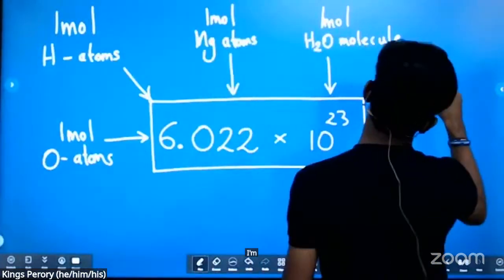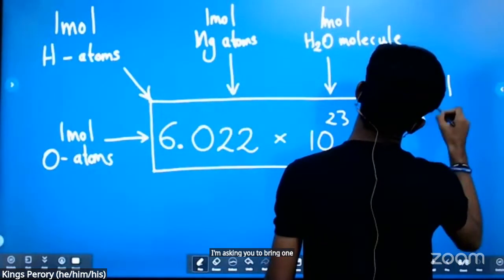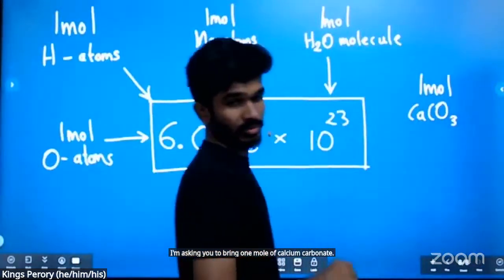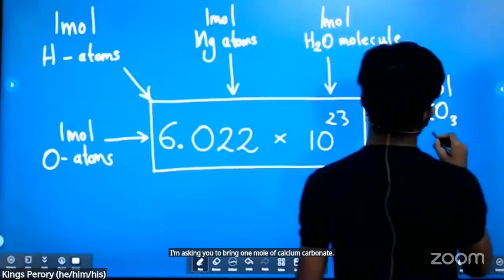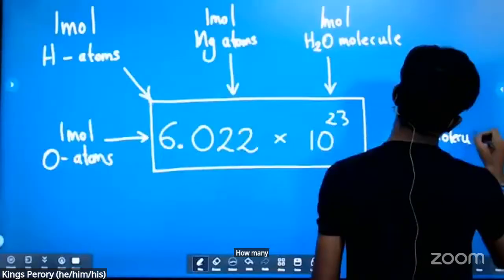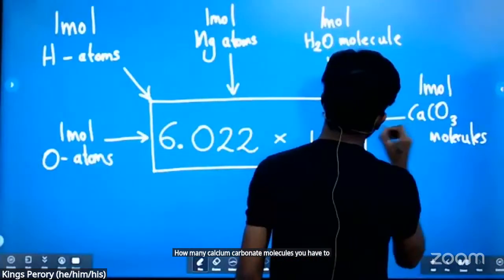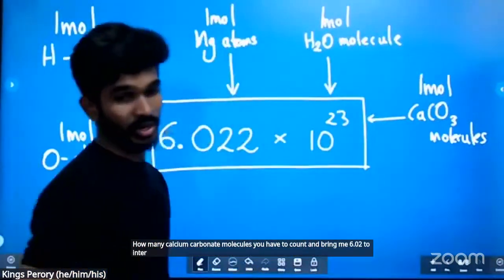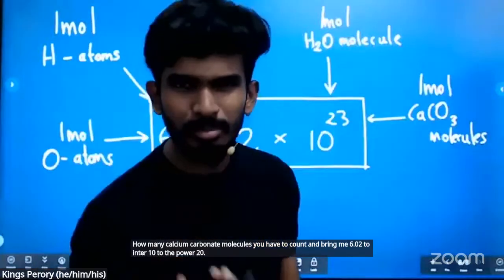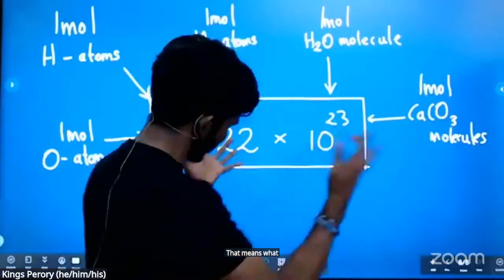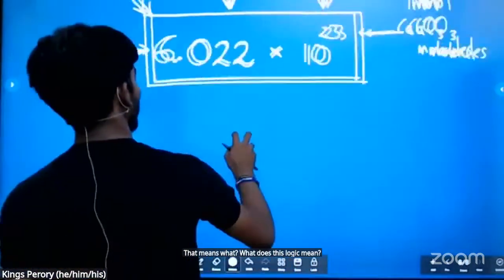I'm asking you to bring 1 mole of calcium carbonate. Calcium carbonate molecules. How many calcium carbonate molecules do you have to count and bring me? 6.022 into 10 to the power 23. That means what? What does this logic mean?